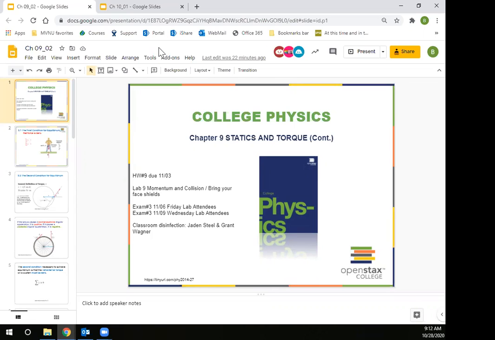And then the exam 3 arrangement will be next Friday. The Friday lab attendees will take exam 3 on Friday, and then the Wednesday group will take it on the Monday after next week. So it's going to be on Monday.